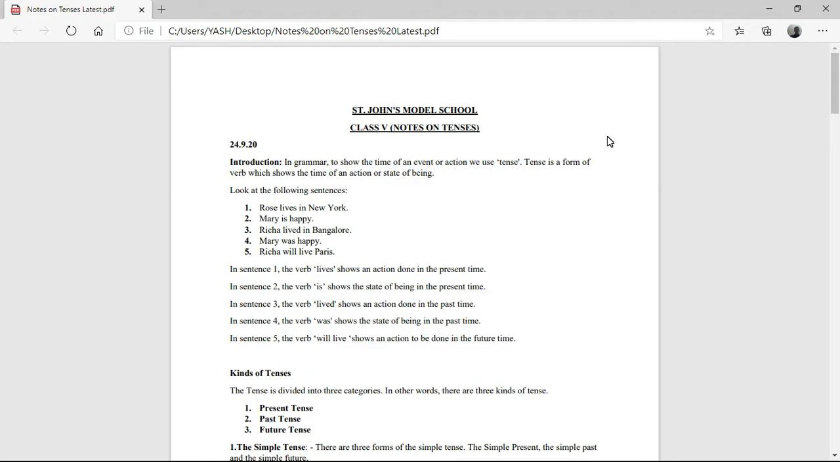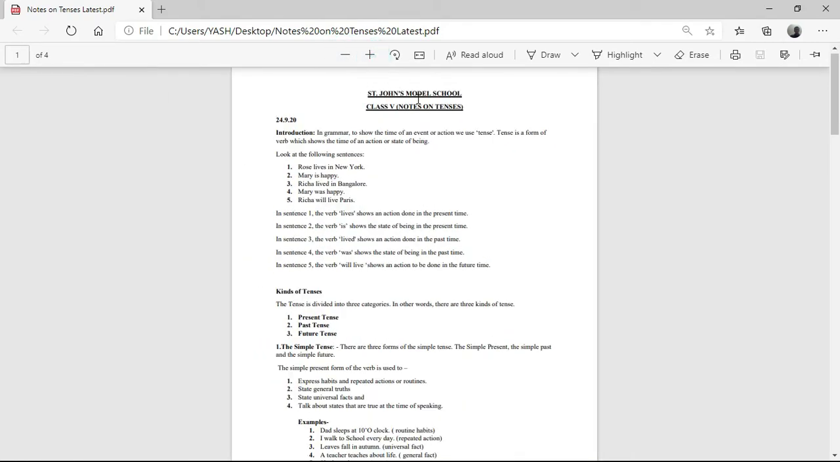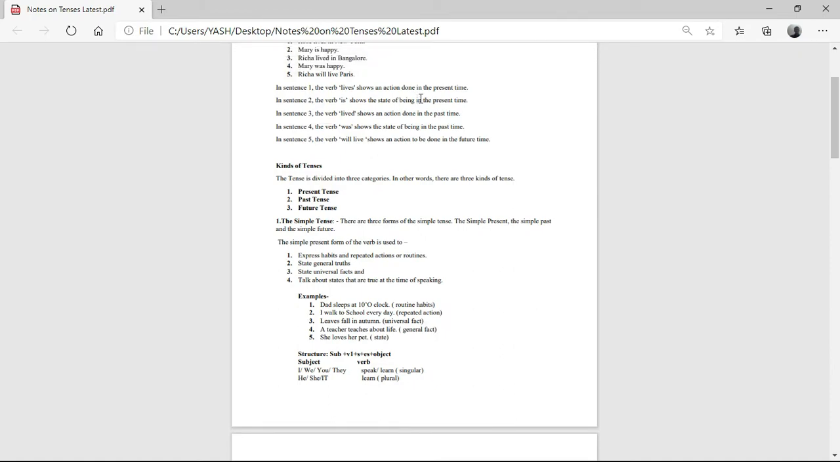Now look at the following sentences. There are different sentences and they are representing different tenses. The first one goes like this. Rose lives in New York. Mary is happy. Richa lived in Bangalore. Mary was happy. Richa will live in Paris. So these are five different sentences, and they represent different tenses.